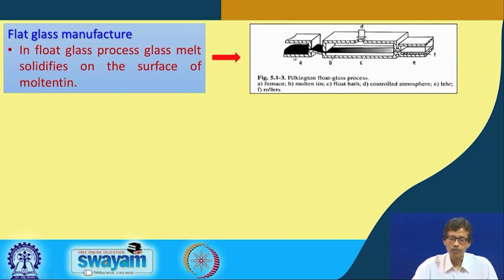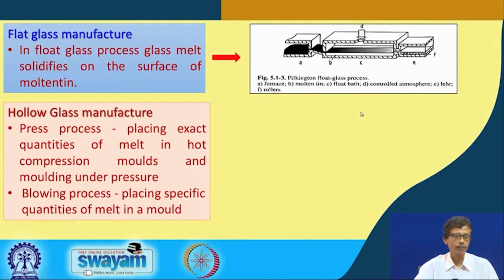So, we have the furnace, and we have the molten tin. Molten tin is there, then the float bath, then the controlled atmosphere and the corresponding layer and the roller. Finally, we have the roller such that you get the glass as a sheet from those flat materials.